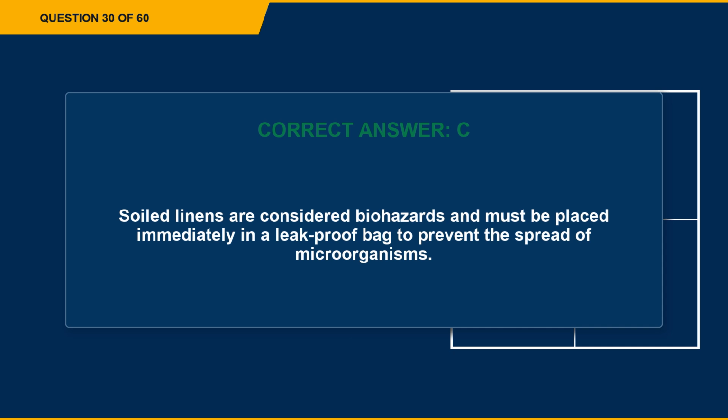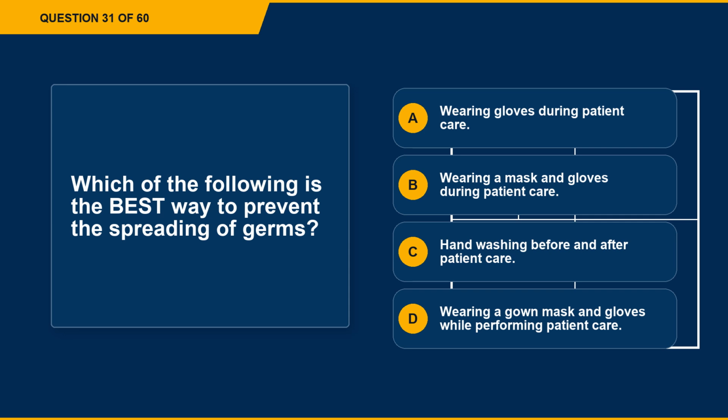Explanation. Soiled linens are considered biohazards and must be placed immediately in a leak-proof bag to prevent the spread of microorganisms. Question 31. Which of the following is the best way to prevent the spreading of germs?